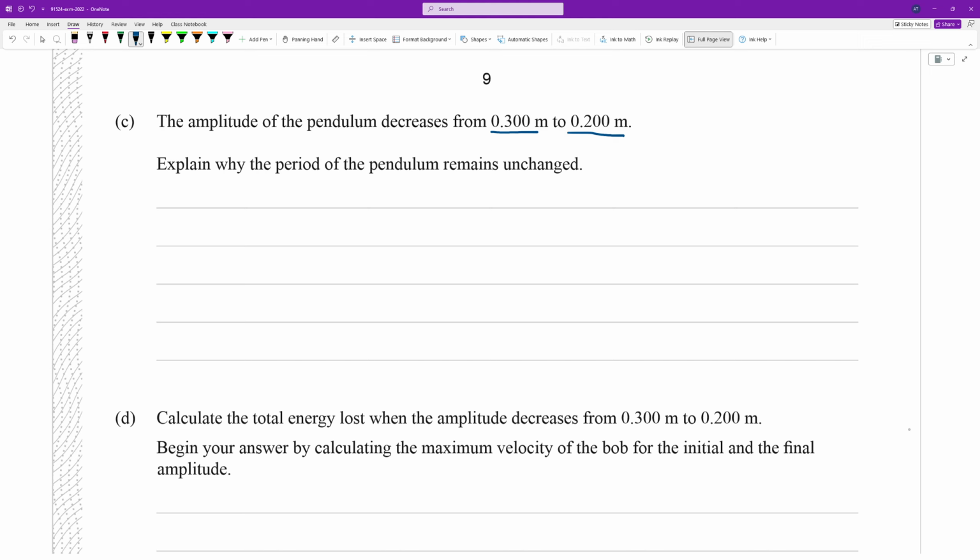All right, 2 ways to explain this one. Let's start with the easy one, in my opinion, and that is all to do with the definition of its period. T equals 2 pi times the square root of L over G. Notice L and G are constant.